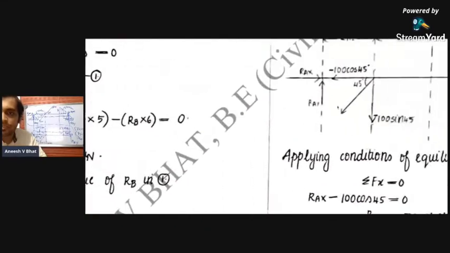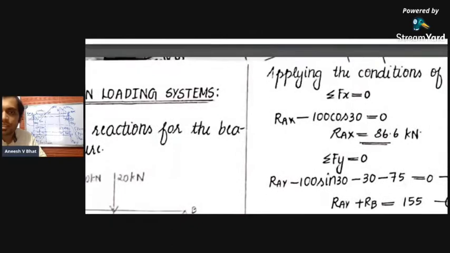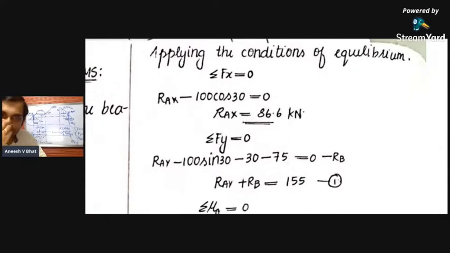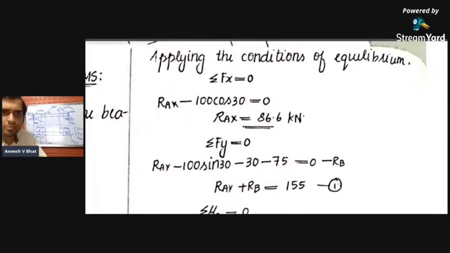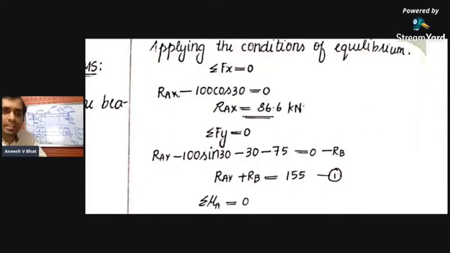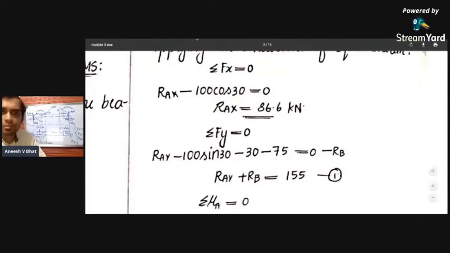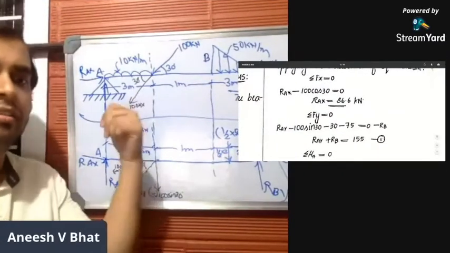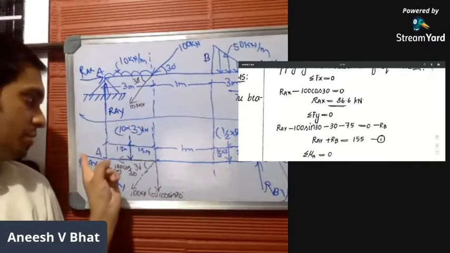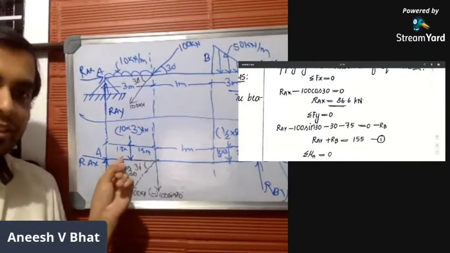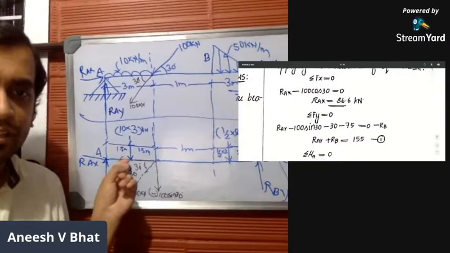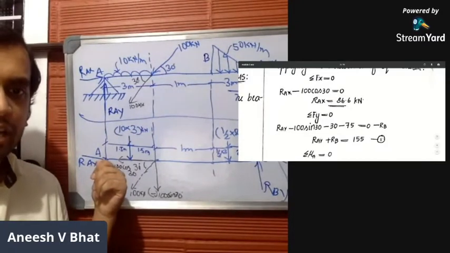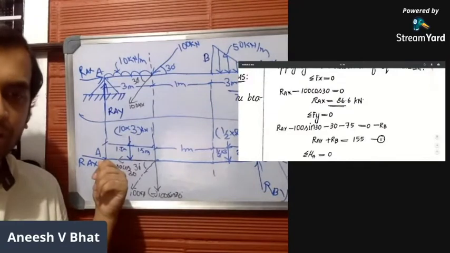So let us go through the calculation part, applying the conditions of equilibrium. Summation of Fx equal to 0. So RAX minus 100 cos 30. I hope you can see this. Just correlate with the drawing. RAX is this, plus minus 100 cos 30, is equal to 0. So you will straight away get the value of RAX as 86.86.